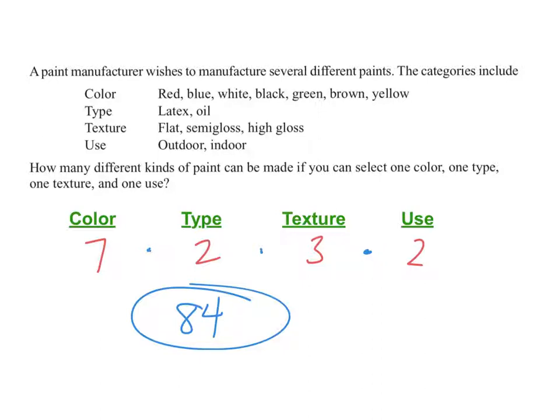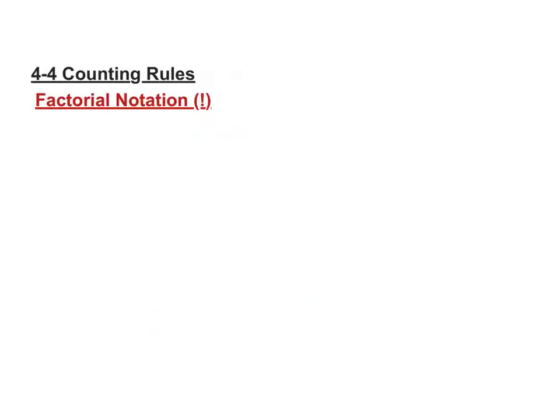Okay, we need to shift gears a little bit. Talk about something called factorial. Is anybody familiar with factorial? A little bit? Okay. The notation is an exclamation point. That means factorial. And when you see that notation, I'm going to give you a couple examples and show you exactly what it means.